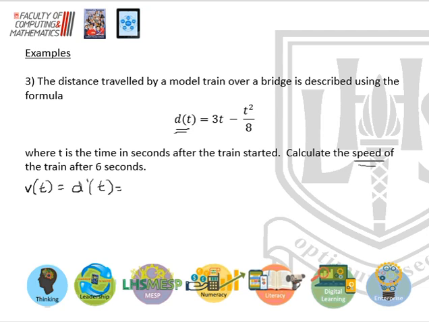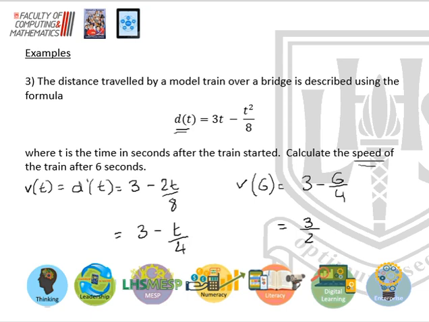Okay, so this one here, 3t, just becomes 3. In that second term, the 2 will come down, make it 2t over 8. Okay, so 3t minus 2t over 8, which will just simplify to 3 minus, the 2 and 8 will simplify to 1 over 4, so 3 minus t over 4. Okay, now after 6 seconds, I'm going to calculate v of 6. So it'll be 3 take away 6 over 4, or 3 over 2. So it'll just be 3 over 2.